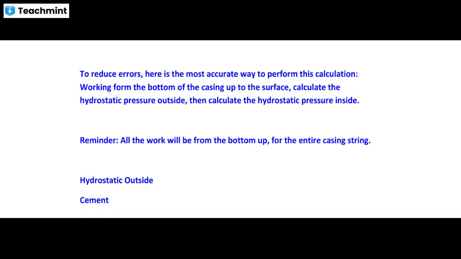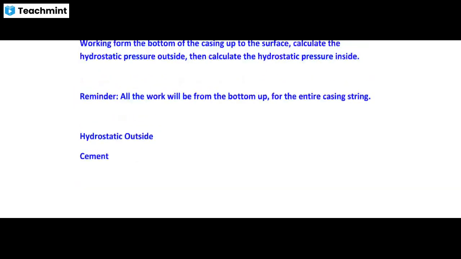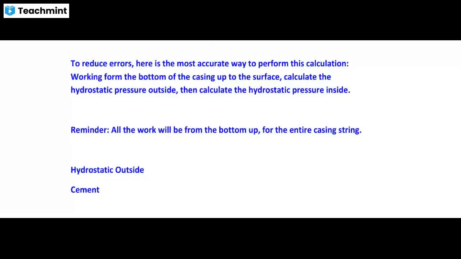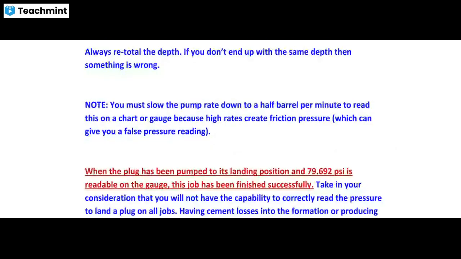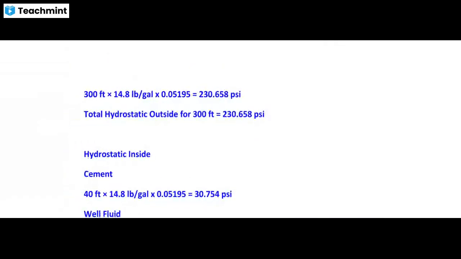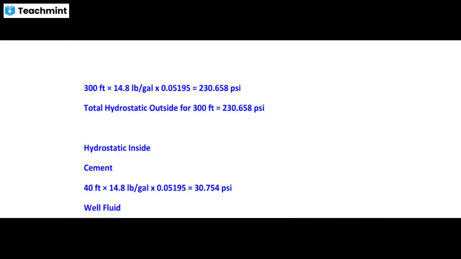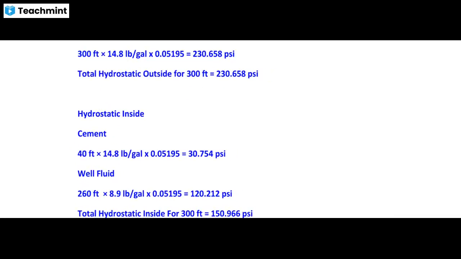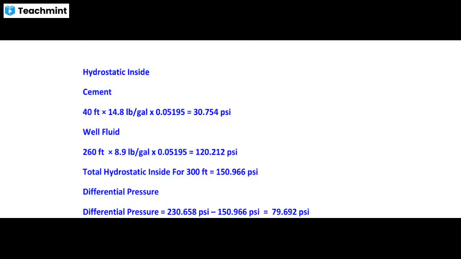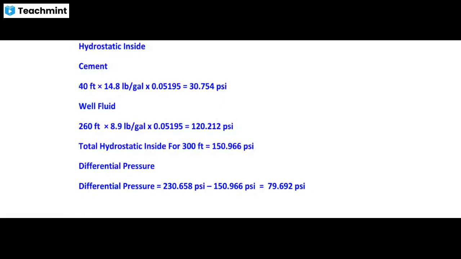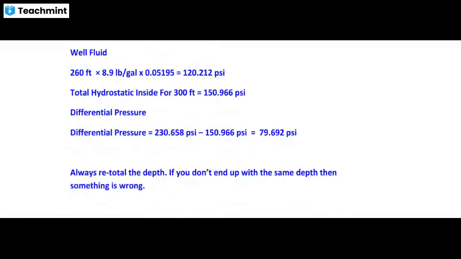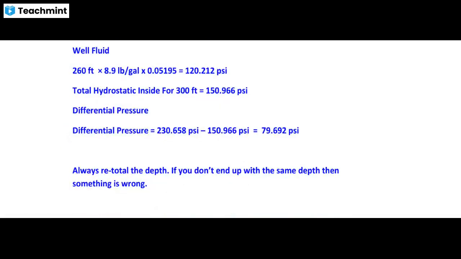So now we have to go for the hydrostatic pressure outside and hydrostatic pressure inside of the casing string. You can see here the total hydrostatic outside for 300 feet, you got 230.658, and hydrostatic inside cement, you're getting 30.74 psi. Then well fluid, we're getting total hydrostatic inside for 300 feet, 150.96. So the differential pressure is the hydrostatic outside minus inside: 230 minus 150, 76.692.